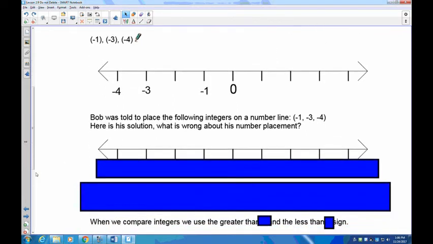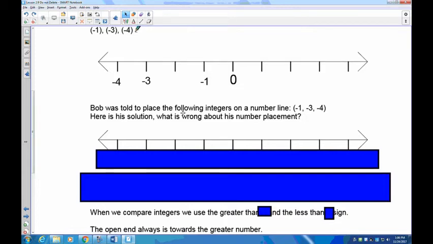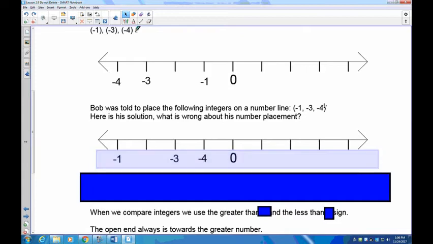Okay? Now here's a common mistake. Bob was told to place the following integers on a number line, and here's what he did. I want you to look at that for a second, and I want you to think about what he did wrong. Okay, hopefully you figure out what he's doing wrong here, because he's done one thing right. He's got the negatives on the left-hand side, but he's also got a problem here.